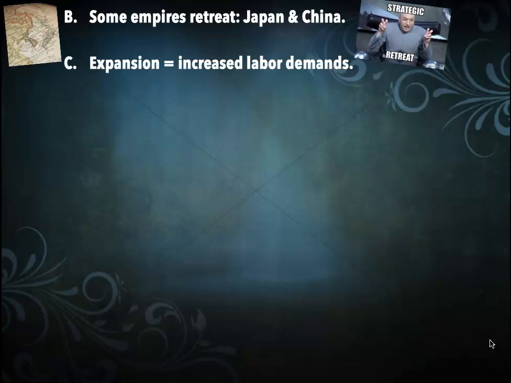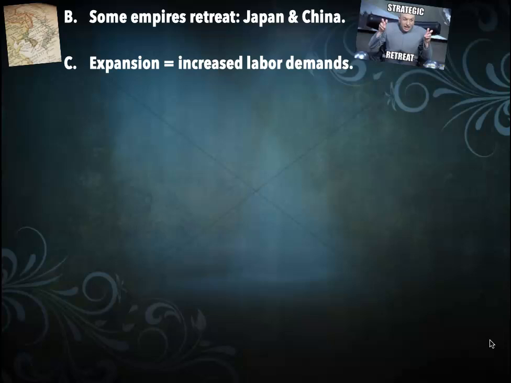Okay, all of this expansion is definitely going to increase the need for more workers, as we're seeing the growth of more trading posts, as we're seeing the growth of bigger and bigger colonies, and the realization of what crops could be turned into big money makers. The influence of the Columbian exchange now getting thrown into the mix of all that. And so you're going to need more people working.